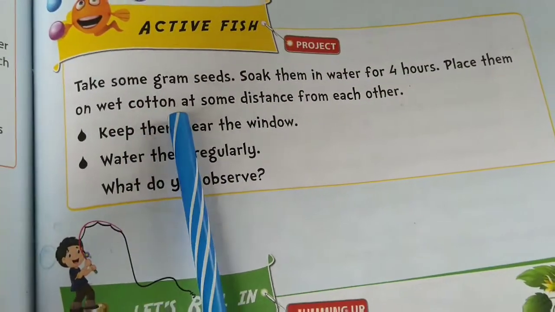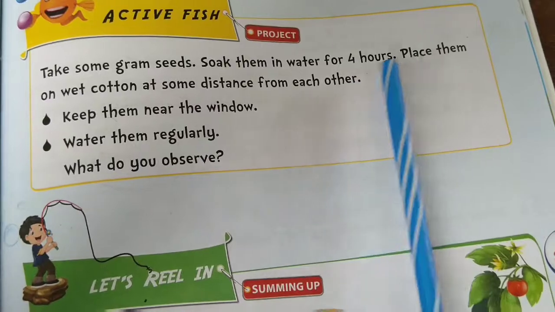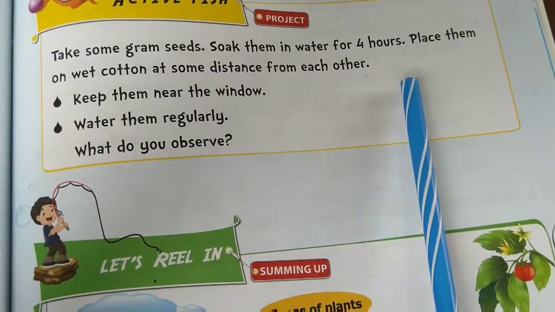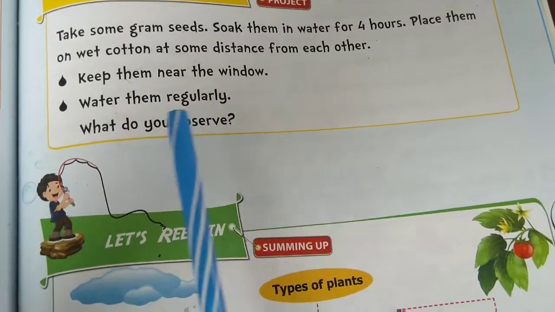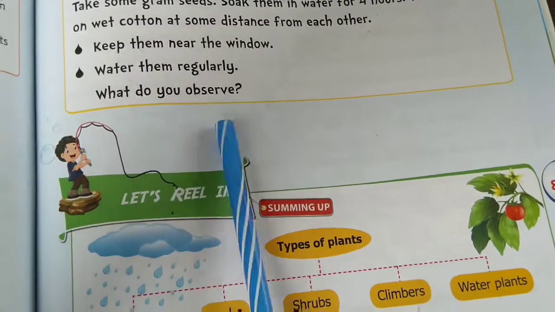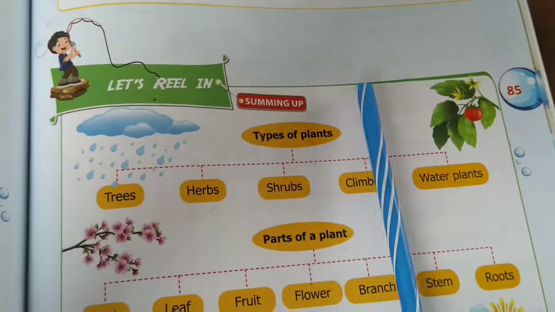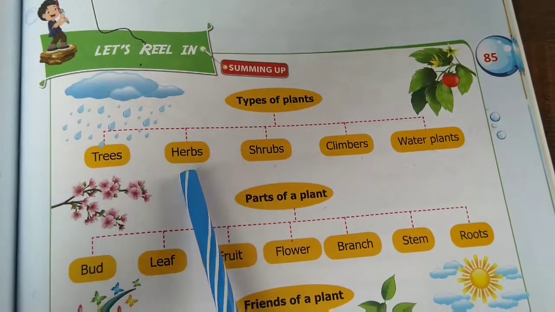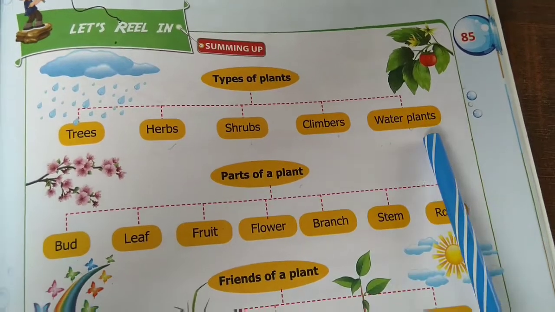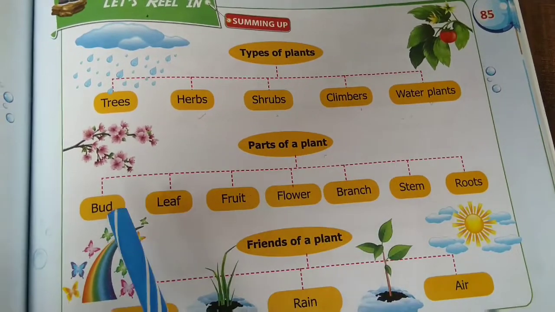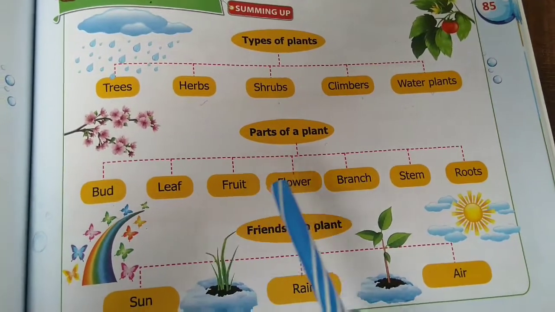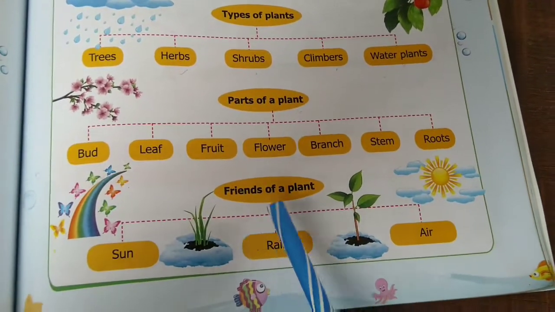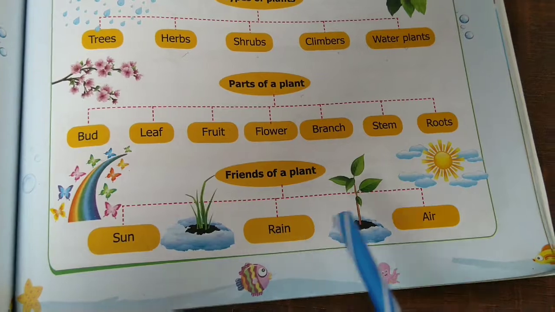Activity fish. Take some gram seeds, soak them in water for 4 hours. Place them on wet cotton at some distance from each other. Keep them near the window. Water them regularly. What do you observe? Let's reel in. Summing up. Types of plant: trees, herbs, shrubs, climbers, water plants. Parts of a plant: bud, leaf, fruit, flower, branch, stem, roots. Friends of a plant: sun, rain, air.